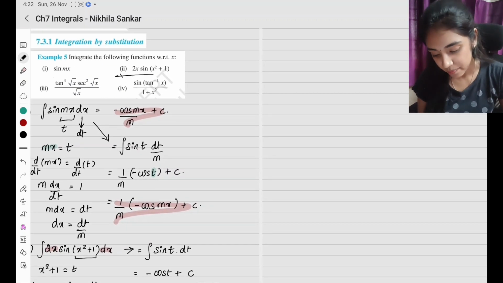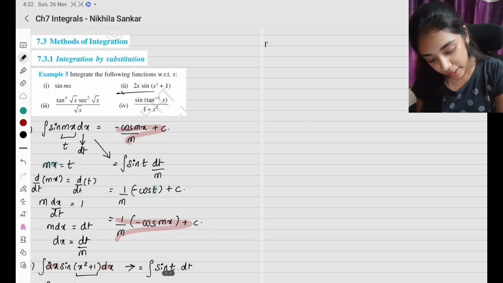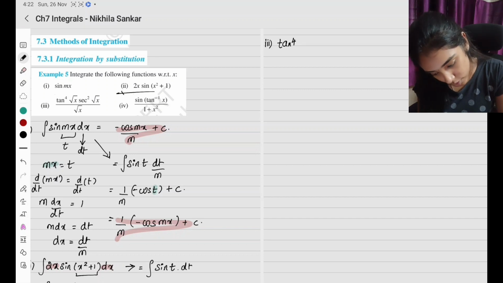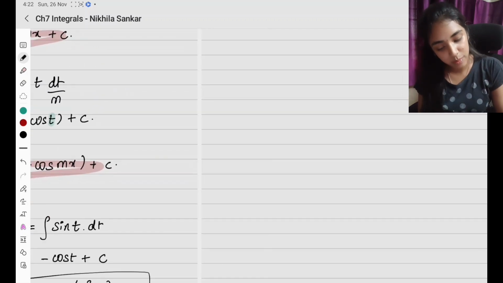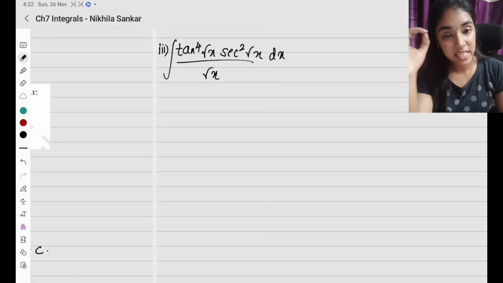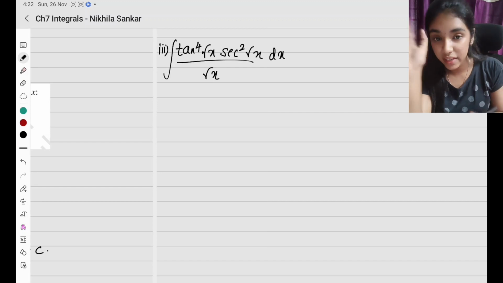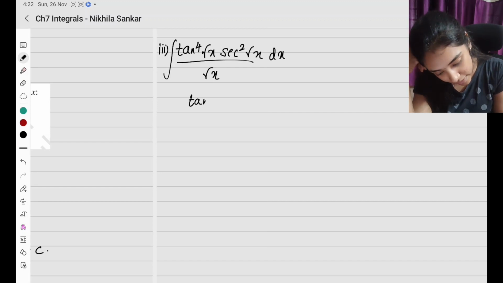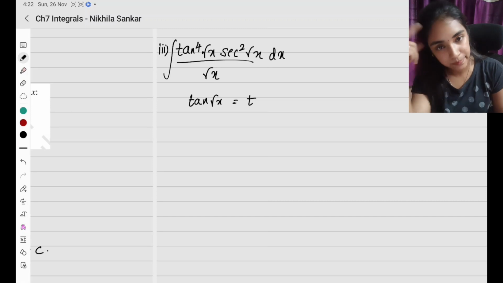Now third subsection. இதுக்கு எவ்வளவு ஈஸியா இருக்குன்னு நீங்க பாப்பீங்க. Third subsection I have tan power 4 root x secant square root x divided by root x integral dx. So இப்போ இங்க என்ன நான் substitution பண்ண போறேன்? Secant and tan. இப்போ tan ஓட நம்ம derivatives பார்க்க போறோம். So basically I'm going to take tan root x to be t.